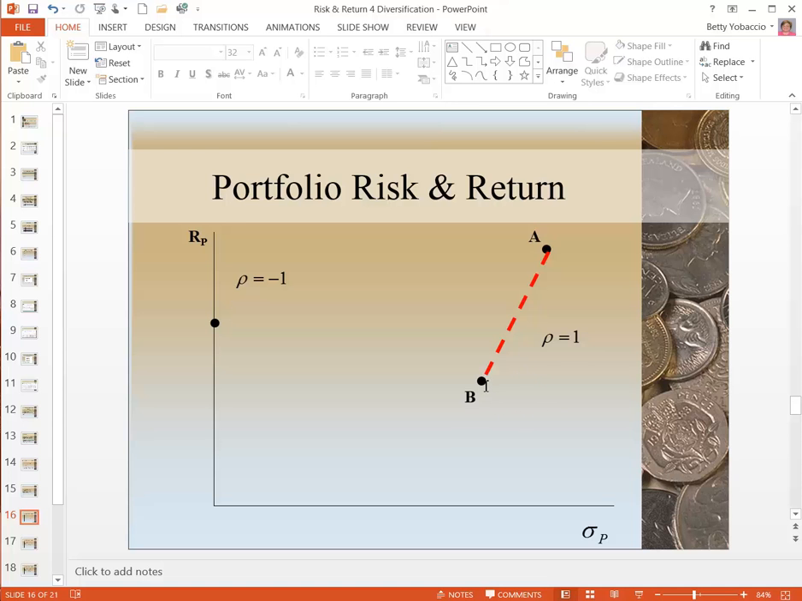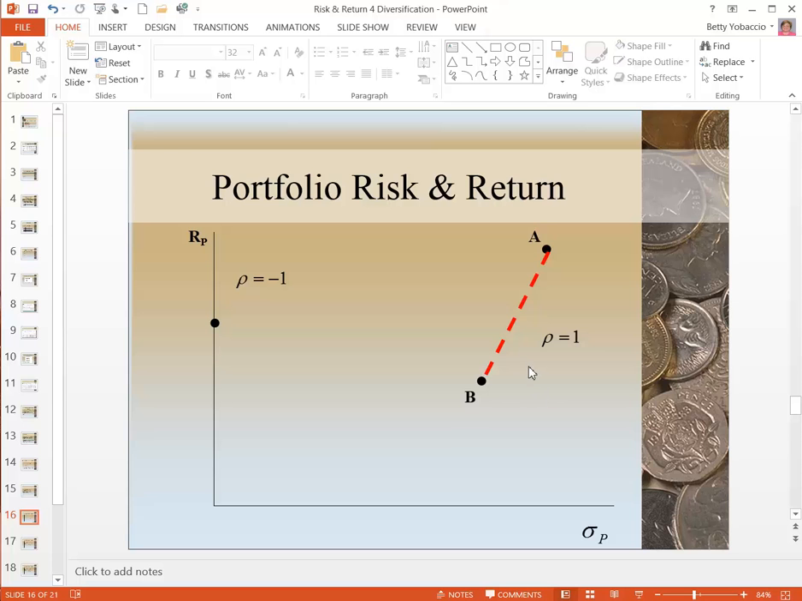If we had 100% of our investment in stock B, its return would be equal to the return on stock B, and its standard deviation would be equal to the standard deviation of stock B. Alternatively, if we had 100% of our investment in stock A, then its return would be equal to the expected return on stock A, and its standard deviation would be equal to the standard deviation of stock A.